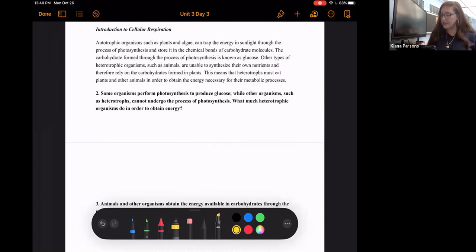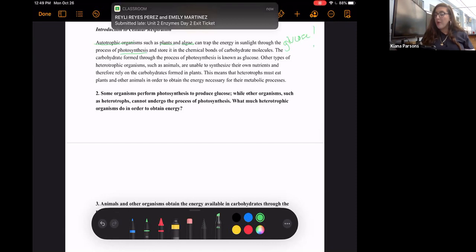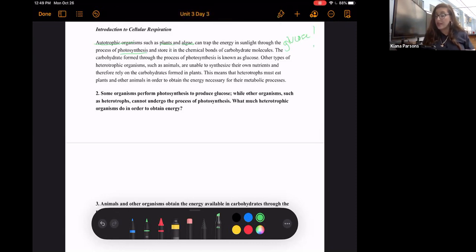Autotrophic organisms, such as plants and algae, can trap the energy in sunlight through the process of photosynthesis and store it in the chemical bonds of carbohydrate molecules. That's glucose. So in photosynthesis, plants make glucose. What? That's cool. The carbohydrate formed through the process of photosynthesis is known as glucose.